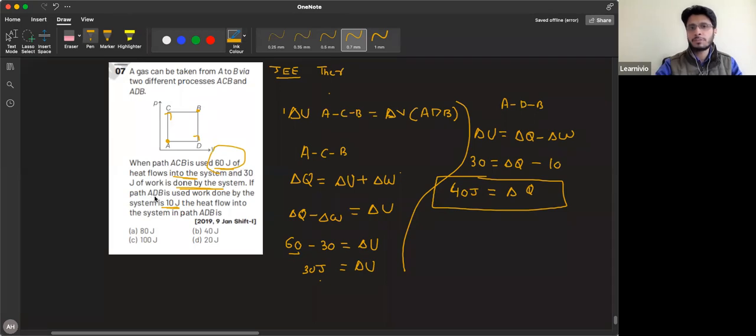If I take another path, which is AD, sorry. Work done by system is negative? No. Work done by system means the system is expanding, so it's positive. That is a confusion between physics and chemistry. In chemistry, work done by the system is negative, but in physics, work done by the system means expanding, so it's positive. The sign convention of work done is opposite.